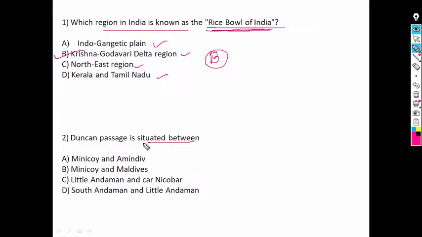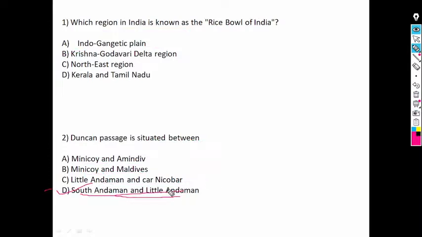Duncan Passage is situated in between which? Minicoy and Amindivi, Minicoy and Maldives, Little Andaman and Car Nicobar, South Andaman and Little Andaman. Duncan Passage is situated in between your sea. It is Little Andaman and Car Nicobar. Sorry, it is your South Andaman and Little Andaman.